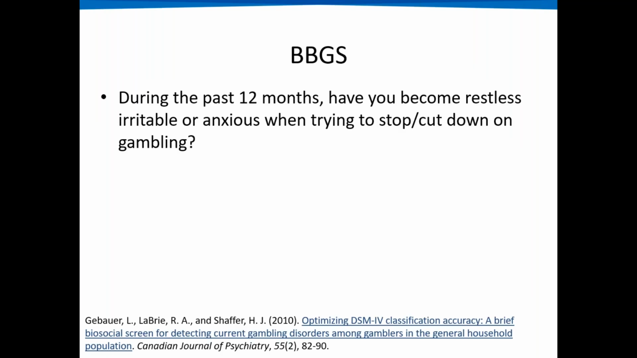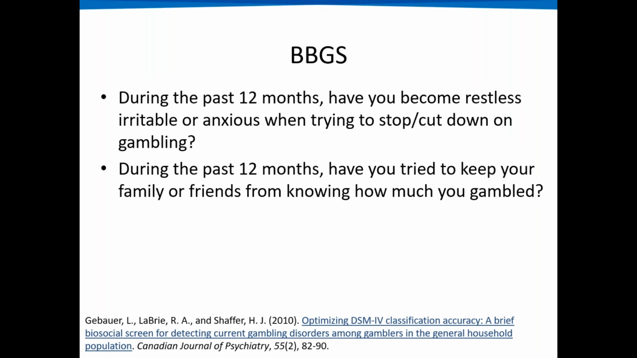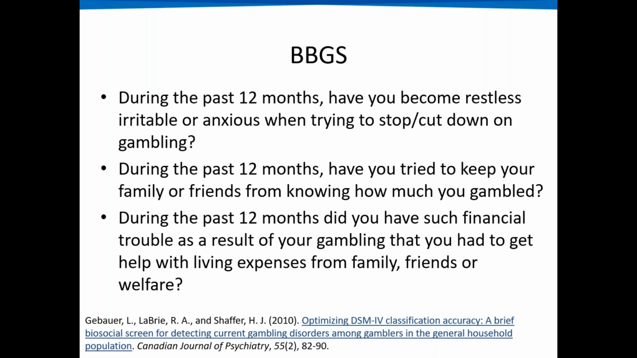The BBGS includes 3 items that were shown to be most predictive of disordered gambling. During the past 12 months, have you become restless, irritable, or anxious when trying to stop or cut down on gambling? During the past 12 months, have you tried to keep your family or friends from knowing how much you gamble? And during the past 12 months, did you have such financial trouble as a result of your gambling that you had to get help with living expenses from family, friends, or welfare? Endorsement of any one item is considered a positive screen. Our research indicates that 1 of 3 individuals who screen positive on the BBGS will be identified as having gambling disorder after follow-up.